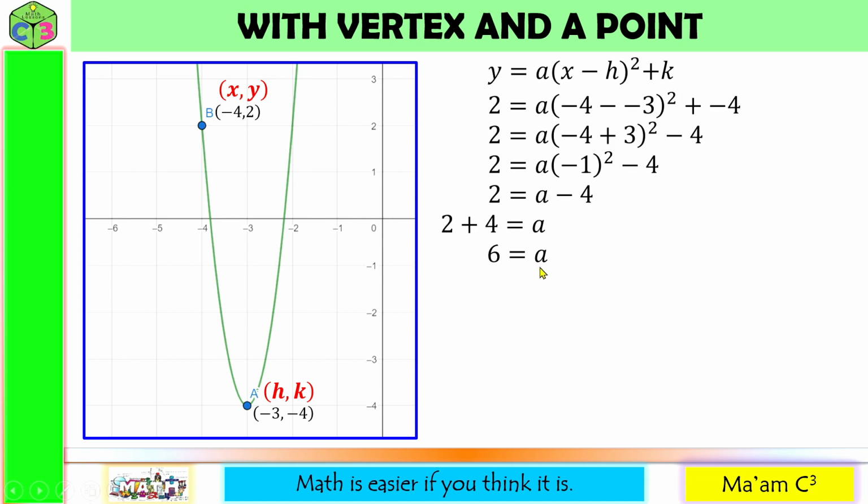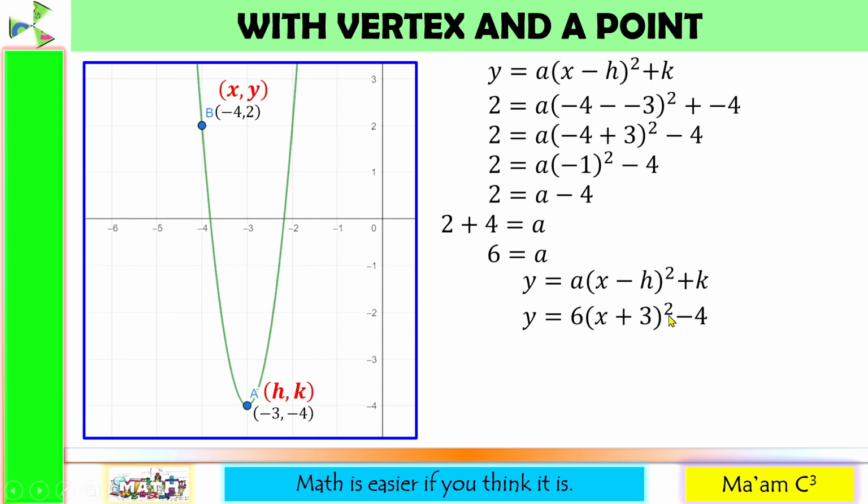Now that I already know the value of my a, I can substitute this in vertex form. So y is equal to a, and my a is equal to 6. I have x minus h, so minus negative 3 will become plus 3, quantity squared, plus k. That would be plus negative 4, so minus 4. I'll expand this one first.